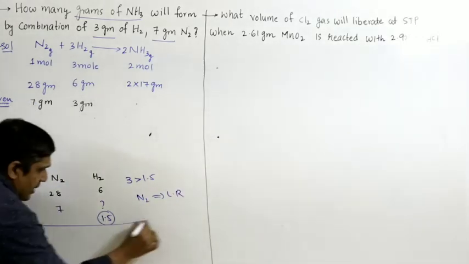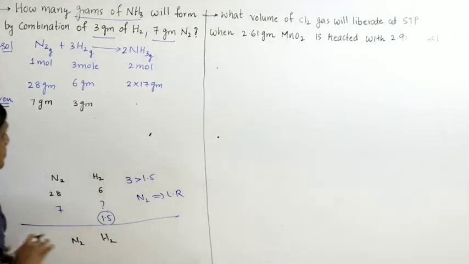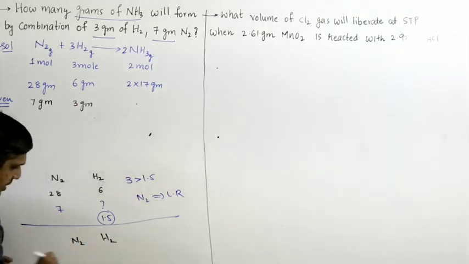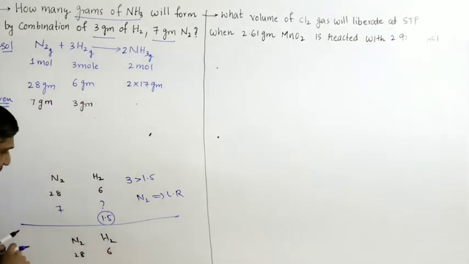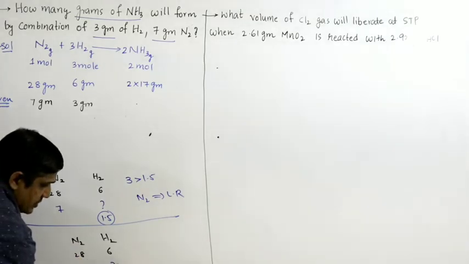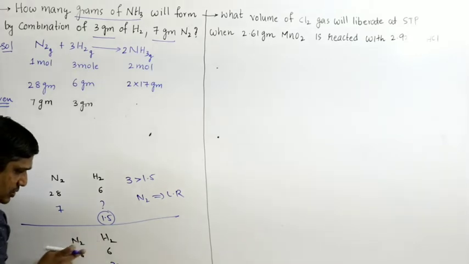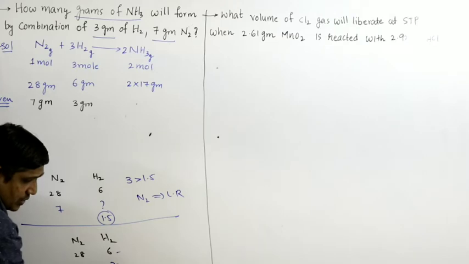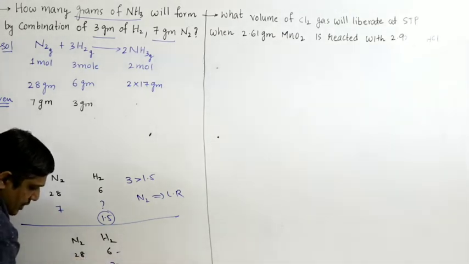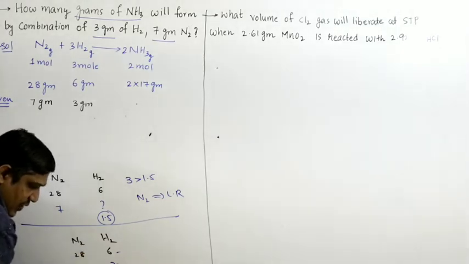Or what is the other way? So this is the other way, 28, 6. I am taking the same mass ratio. We have 3 grams of hydrogen. For complete reaction of 3 grams of hydrogen, how many grams of nitrogen are required? So it is decreased by how many times? 2 times. So 6 by 2 you will get 3. So 28 by 2 you will get 14 grams. You require 14 grams. 3 grams of hydrogen for complete reaction require 14 grams.